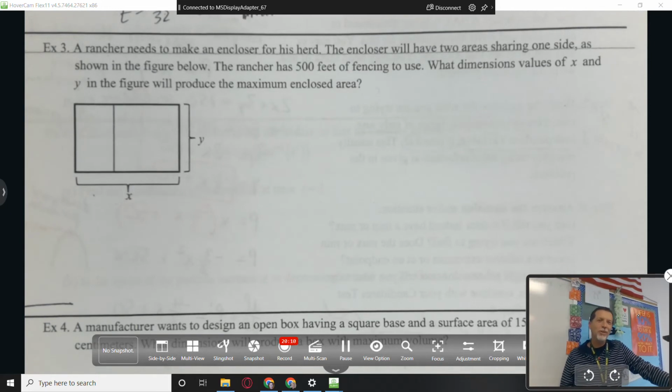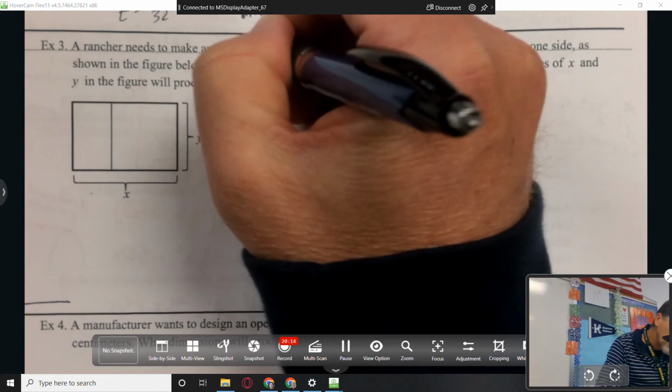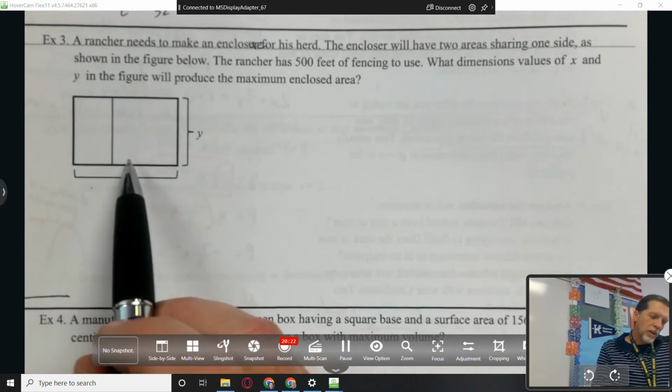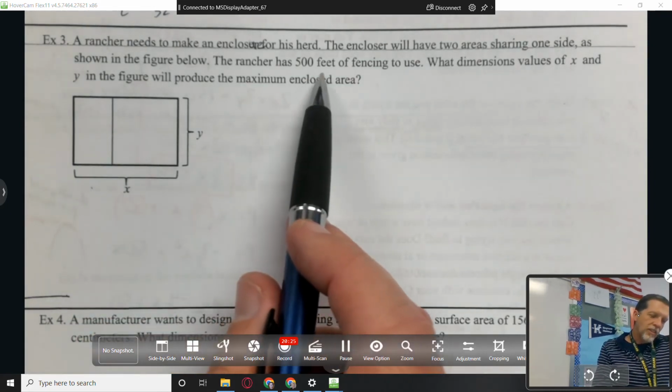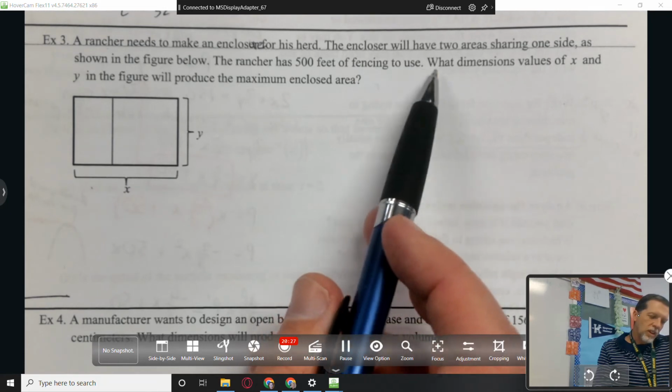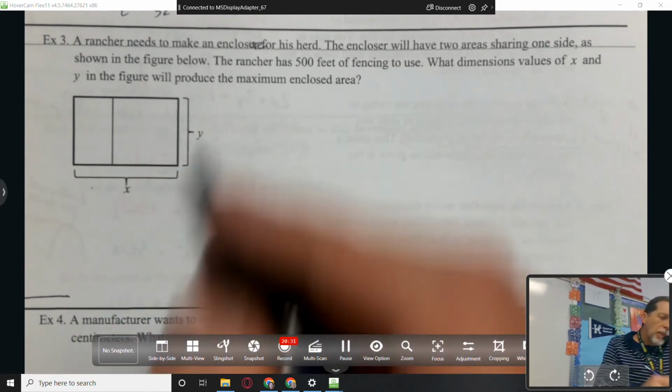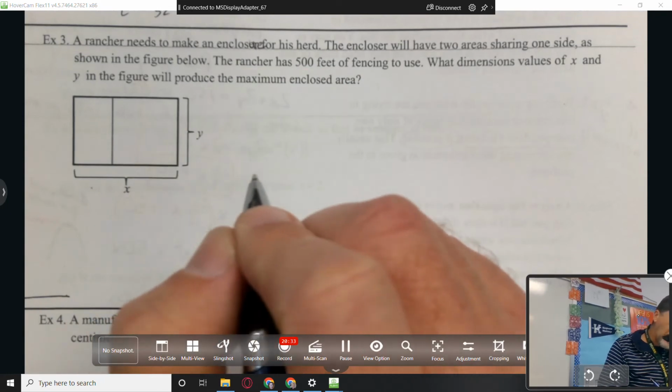So yes, a rancher needs to make an enclosure for his herd. The enclosure will have two areas sharing one side, as shown in the figure below. The rancher has 500 feet of fencing to use. What dimensions of X and Y in the figure will produce the maximum enclosed area?